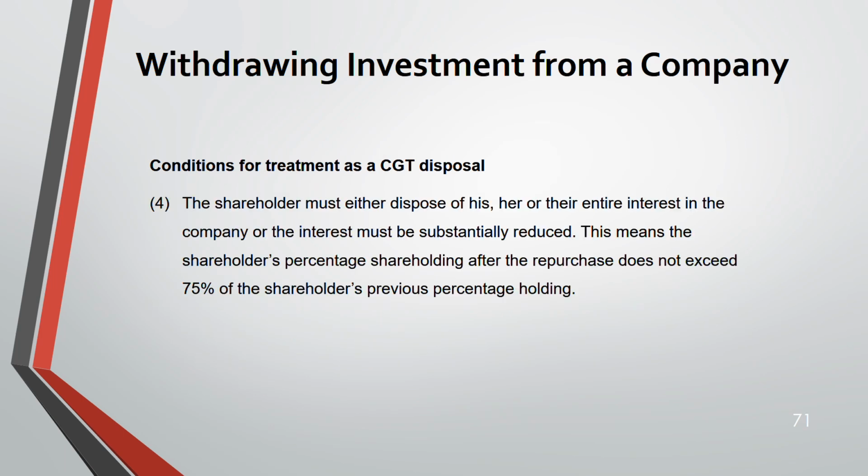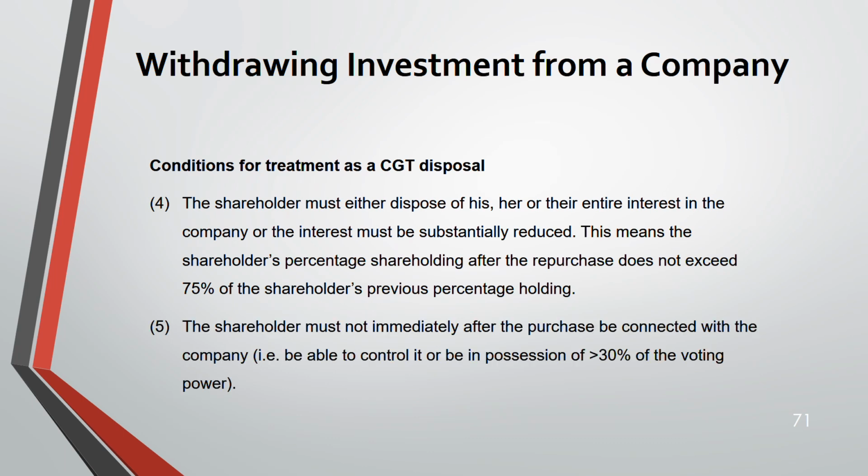Now, fourth condition: the shareholder must either dispose of their entire interest in the company, or the interest must be substantially reduced. Substantially means the shareholder's percentage shareholding after the repurchase does not exceed 75% of the shareholder's previous percentage holding.